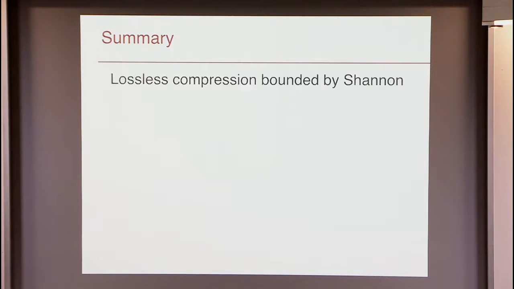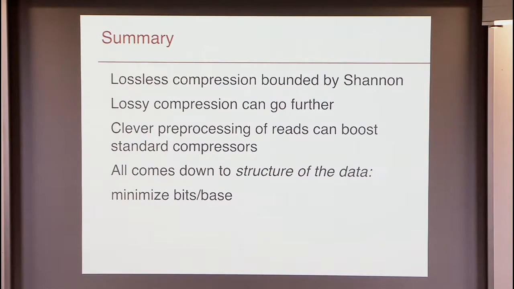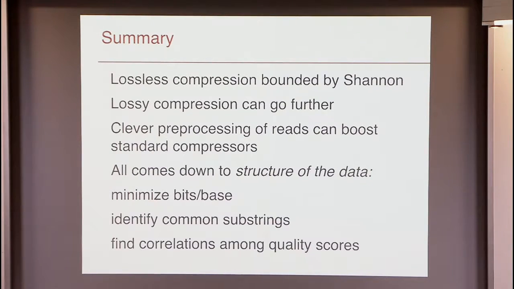So, quick summary: lossless compression is bounded by Shannon. Lossy compression can go further. Clever pre-processing of reads, and we went over several examples of this, can boost standard compressors. It all comes down to the structure of the data. We want to minimize the number of bits per base if we're talking about sequence data, identify common substrings, and find correlations among quality scores.